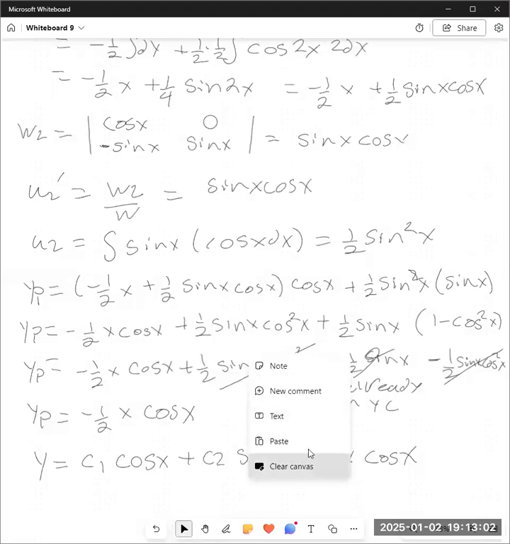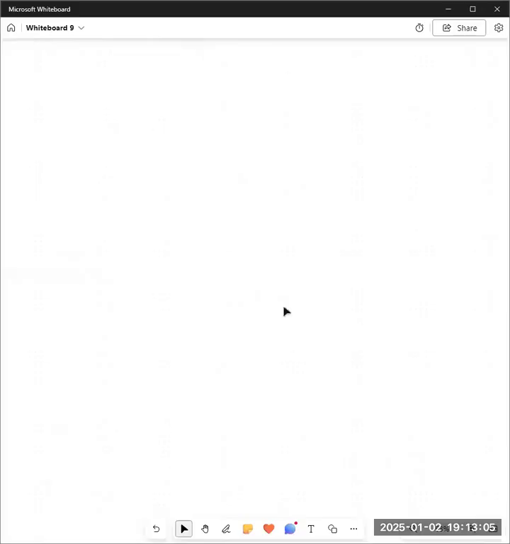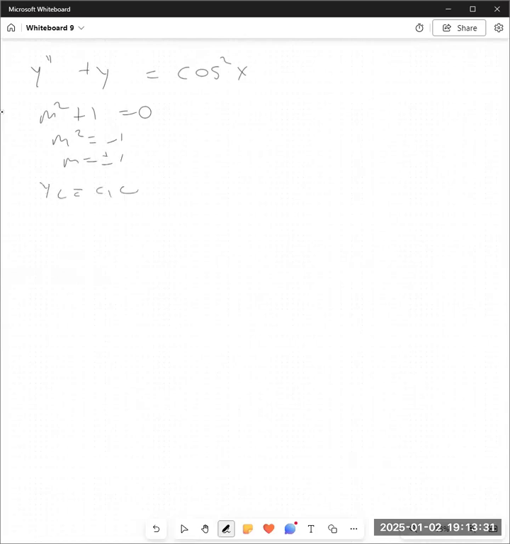So very powerful, but kind of long. Let's look at another example here. Y double prime plus y is equal to cosine squared x on the right-hand side. M squared plus 1 equals 0. M squared equals -1. M equals plus or minus i. YC equals C1 cosine x plus C2 sine x.